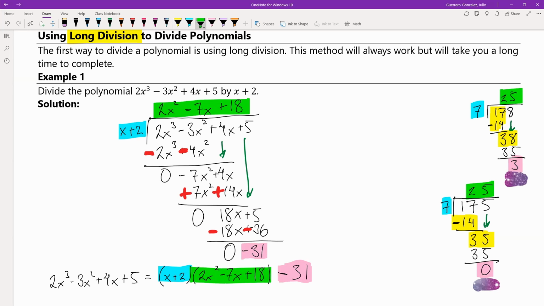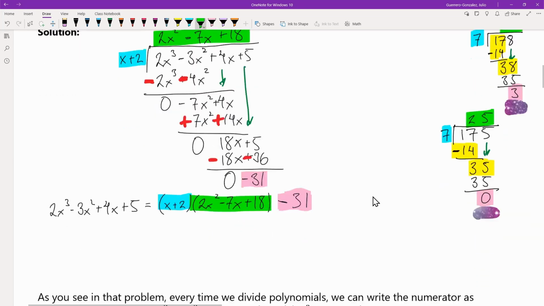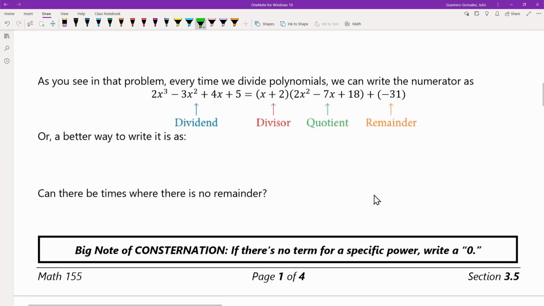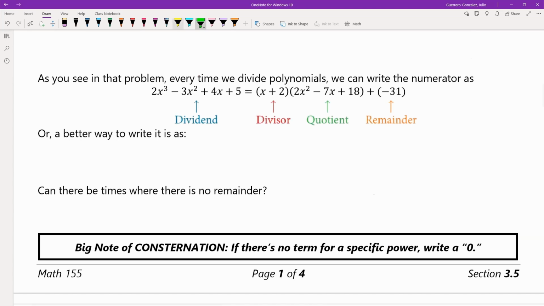So I rewrote it down below like this. The whole multiplication, if we end up undoing it all, that's what we call our dividend. We call this the divisor, and this is the quotient, and like I said before, this is the remainder.